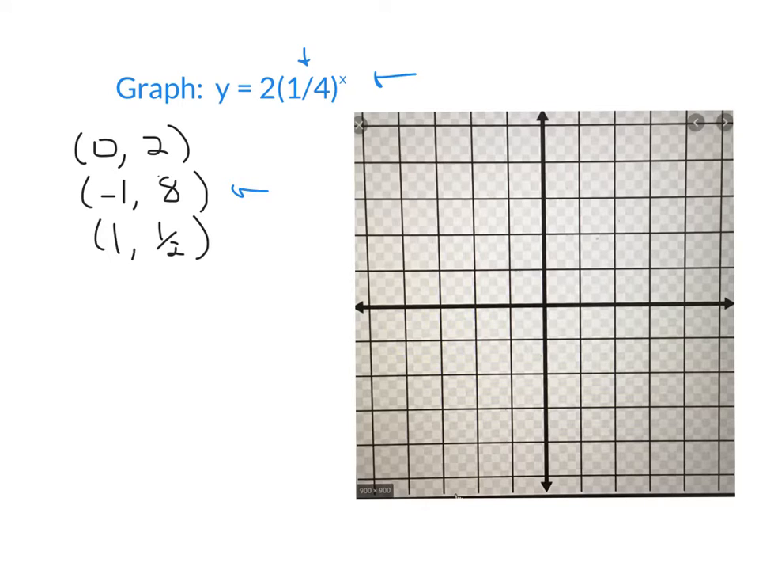And I plugged in 1 just to have something on the positive side, which made me get 2 times 1/4, which is 1/2. So if I plot those points, 0, 2 is here. Negative 1, 8's way up here off the screen somewhere, off the graph anyway. 1, 1/2 is way down here. So that's going to be a steep decay. And the reason it got steeper like that is because there was a 2 in the front. It was a vertical stretch by 2. And that's why this point right here was not at 0, 1. It was at 0, 2 because it got stretched up 2.